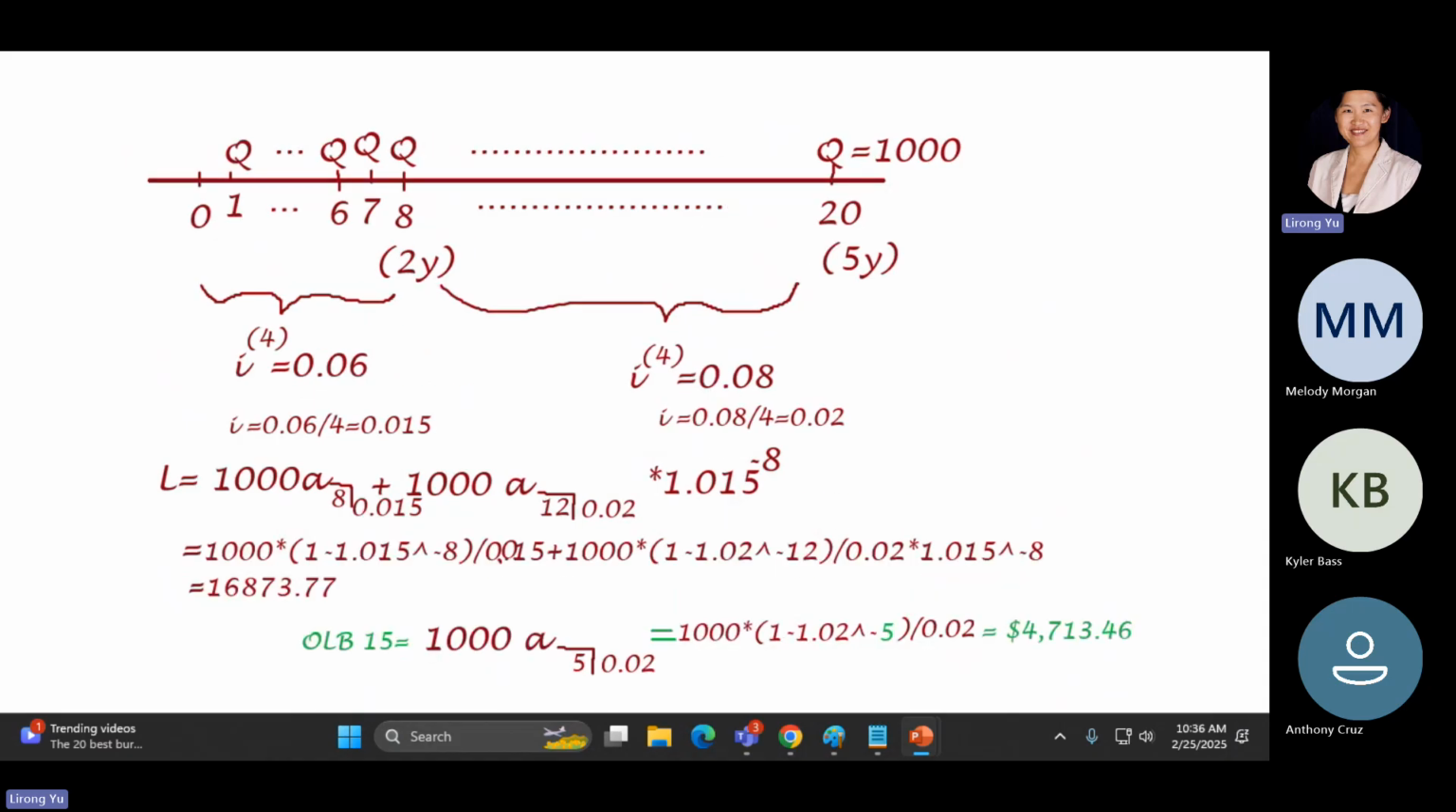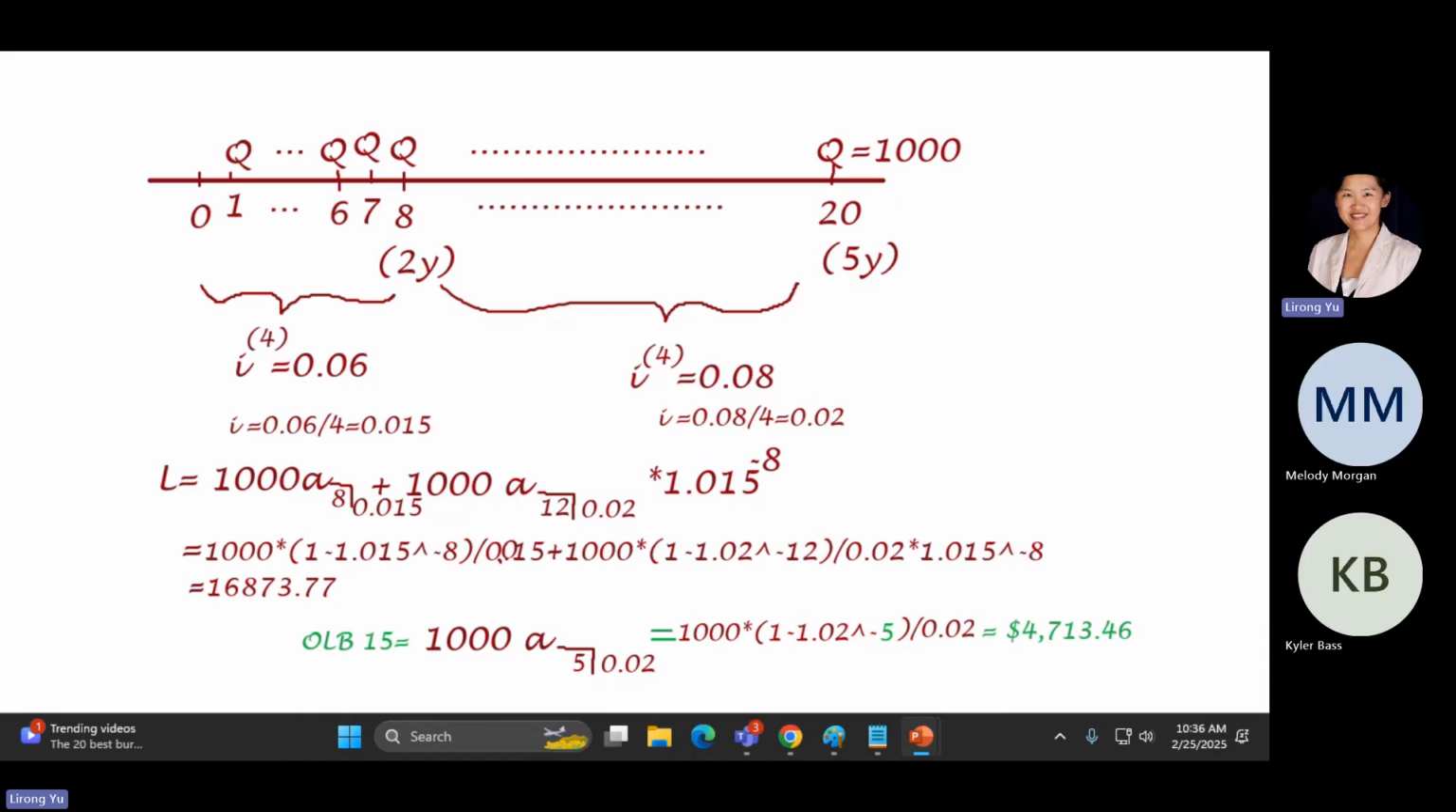The last question will be the outstanding balance at 15. OBL 15 is right in the middle of here. That's after you made 15 payments of Q. The total number of payments is 20. If you already paid 15, you only have 5 payments left. Those 5 payments always have interest rate of 2% per quarter.